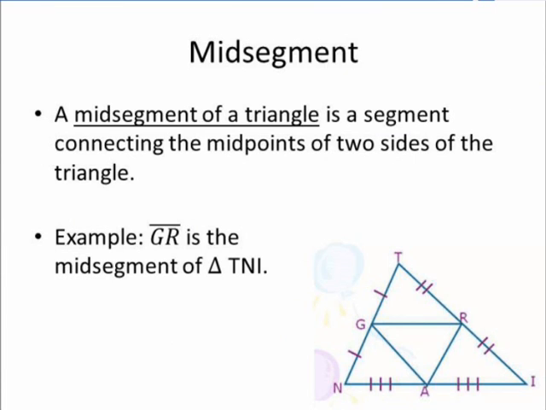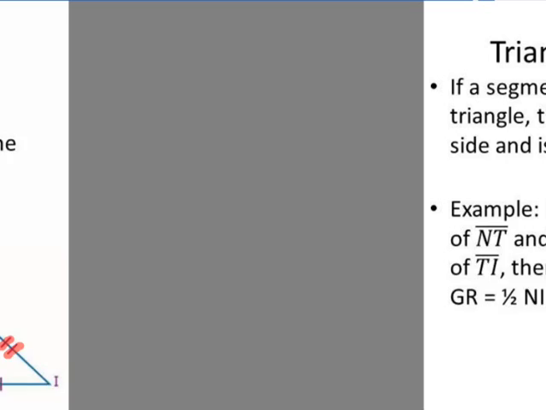All right. A mid-segment, and there's going to be a lot of writing today. You pause when you need to, okay? A mid-segment of a triangle is a segment connecting the midpoints of two sides of the triangle. So example here, a mid-segment would be GR. It's connecting the midpoints of two sides, so you'll notice that it divides the sides that it intersects. Those are congruent, and then these are also congruent. So GR is an example of a mid-segment.